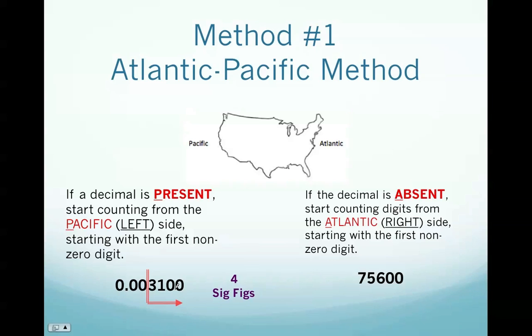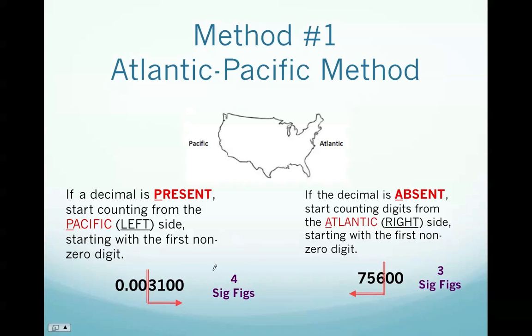However, if a decimal point is absent, we start counting digits from the Atlantic or right-hand side, starting with the first non-zero or 1 through 9 digit. So in this case, we're going to start on the right-hand or Atlantic side. We're going to go over until we get to the first 1 through 9 number, and then count everything as we continue on moving left. So we would go to the 6 and then count everything to the left, which means that this number, 75,600, has 3 significant figures.